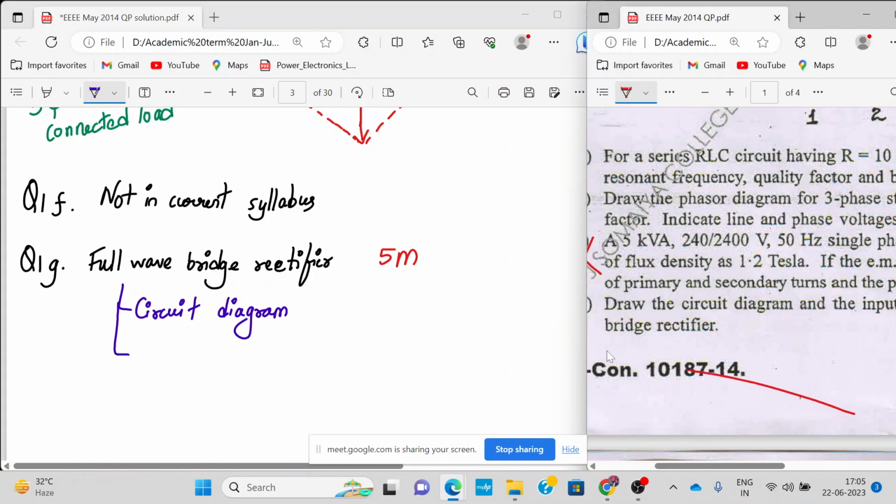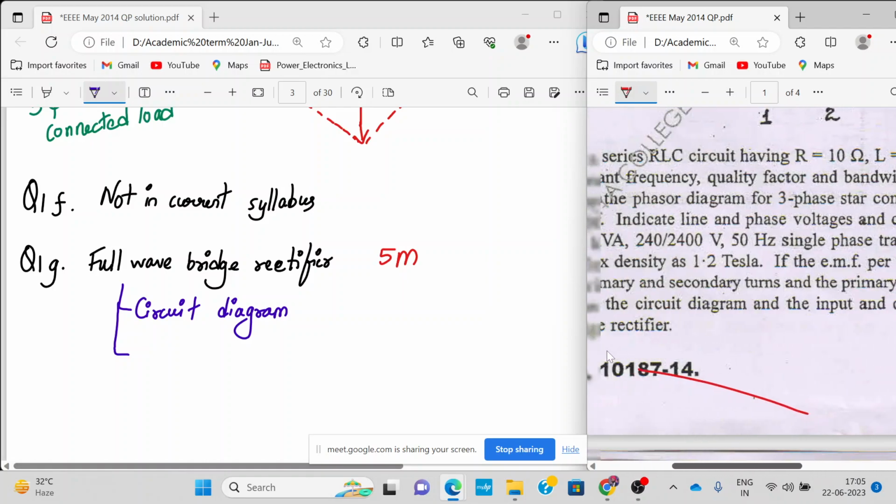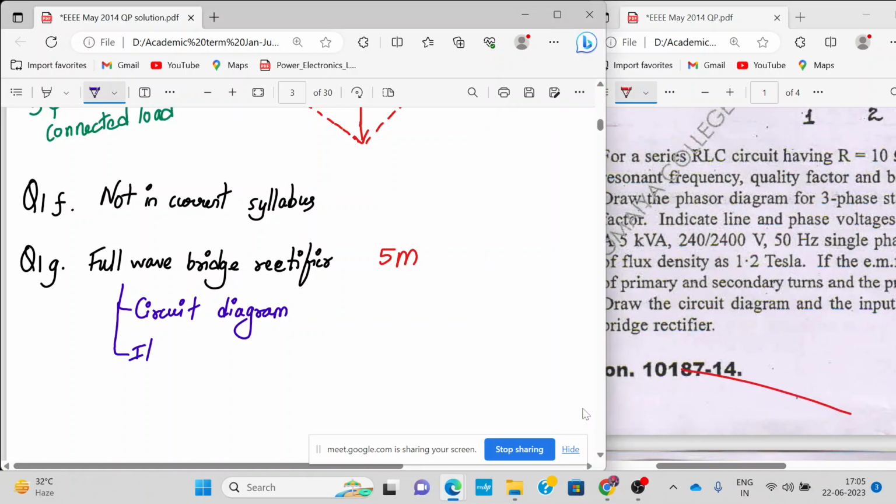Then you have input output waveform, right? So input and output waveform together. In this case, the circuit diagram will be 2.5, and input output waveform will be 2.5. I mean, it depends upon the examiner how much they are giving priority.